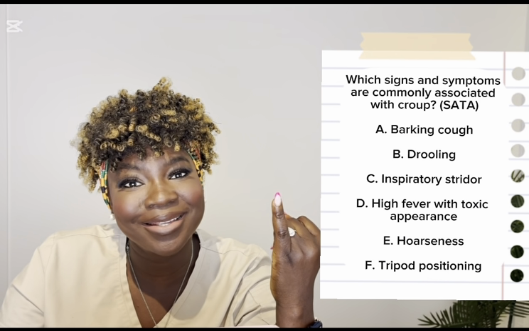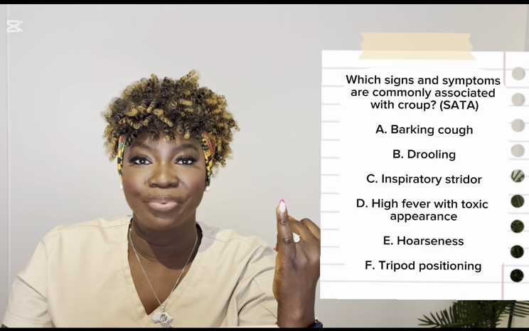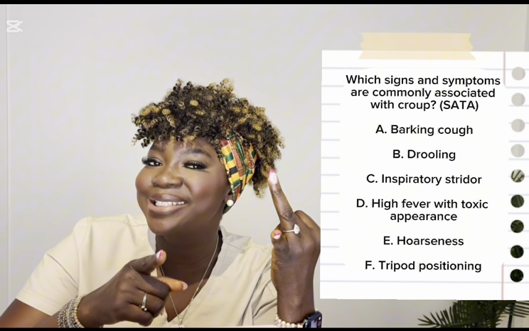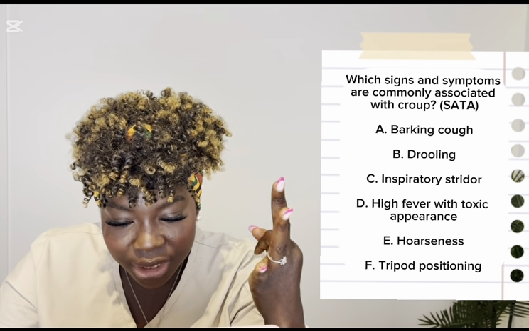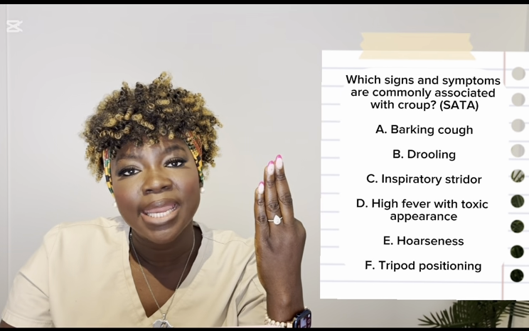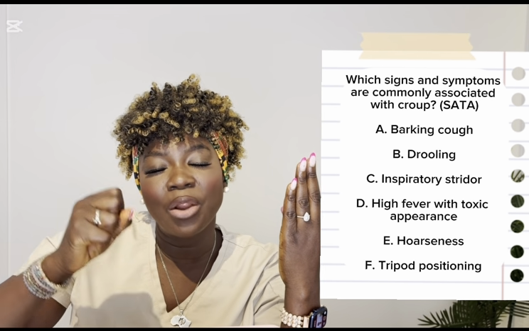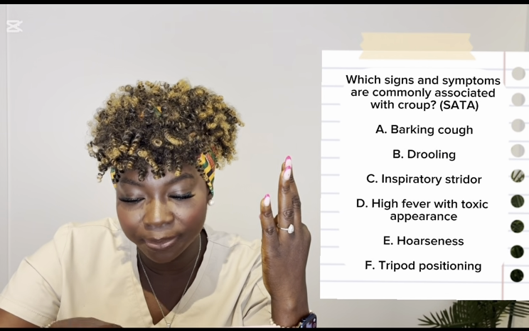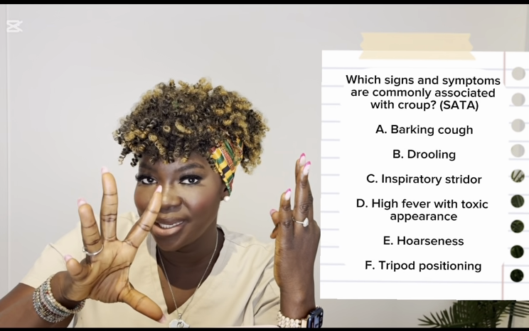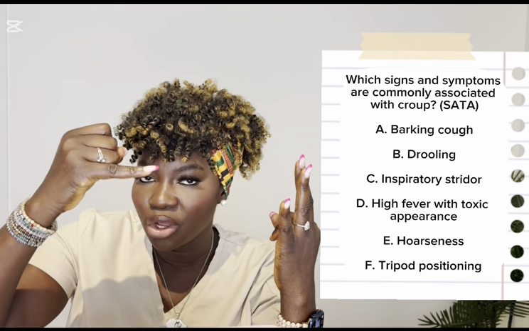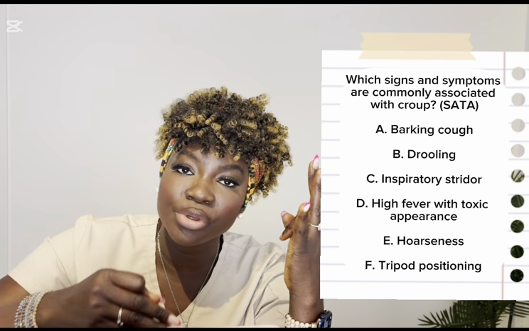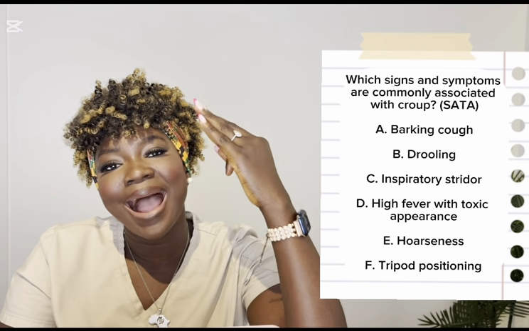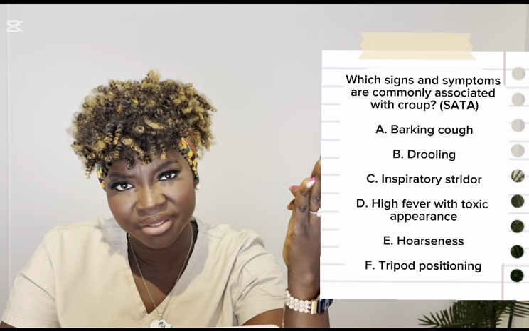Barking cough, absolutely. The classic sign of croup, barking cough, yes. Drooling, no. Where are we going to see drooling? Epiglottitis. Now, inspiratory stridor, absolutely, due to narrowing of the airway. So that's a possibility in croup. Remember I said inflammation of the trachea, larynx, bronchioles. Okay, and what is inspiratory stridor? I mentioned it. It is the high pitched sound you hear when the airway is narrowing.